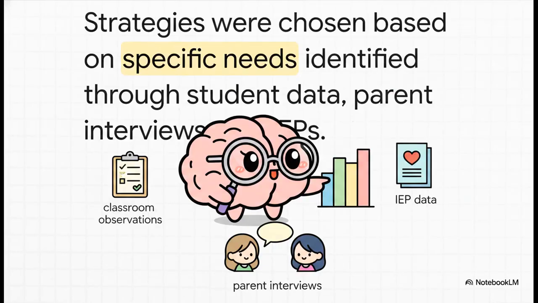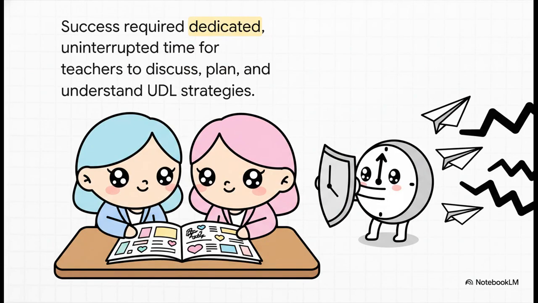Okay, key number 1, data-driven decisions. This is huge. The strategies that actually worked weren't just pulled out of a hat. Nope, they were a direct response to a specific need that they identified using data. Everything from watching the kids in class to looking at their IEPs to talking with parents. For instance, they heard from parents about home languages and bam, they started bringing those languages into the classroom more. That's data in action. All right, key number 2, intentional planning.